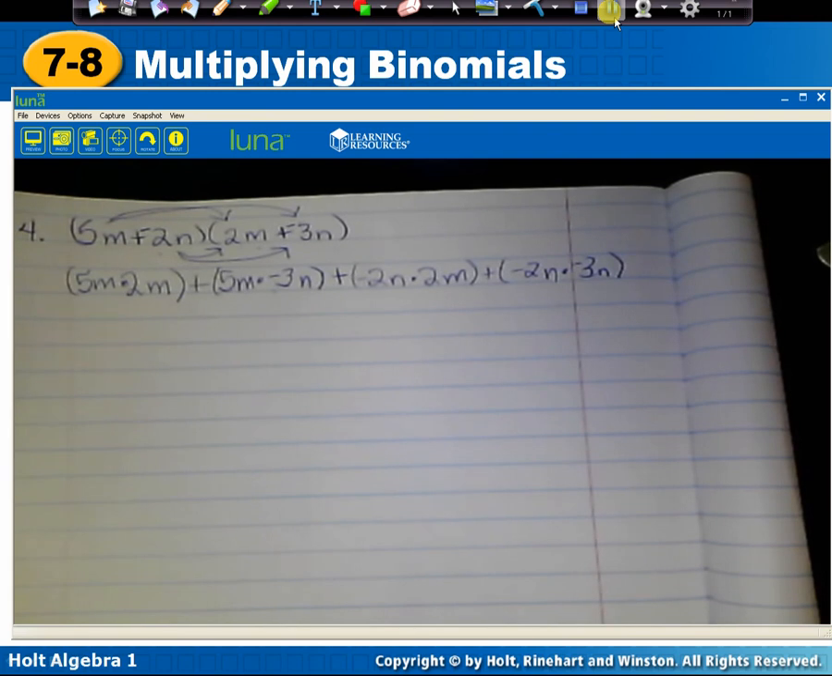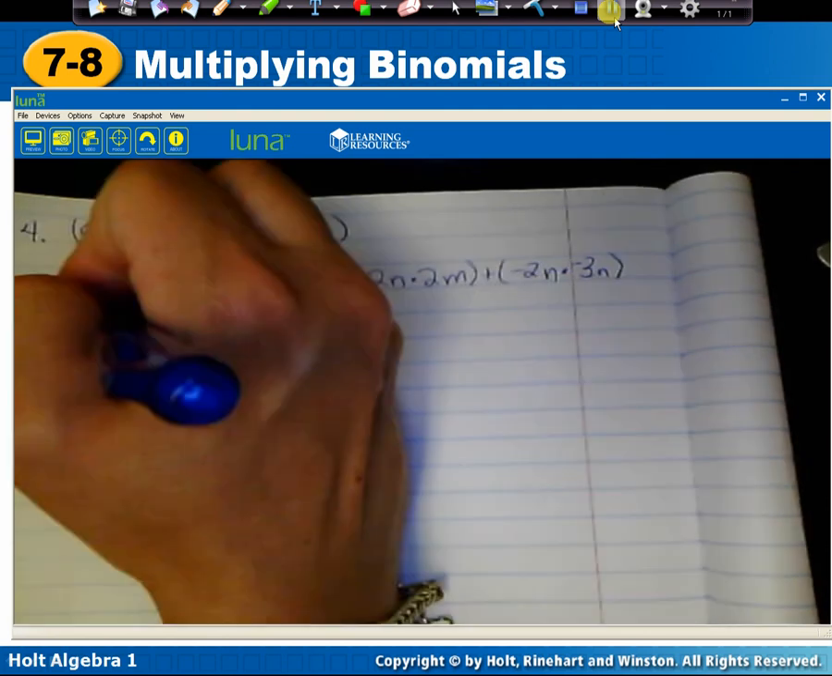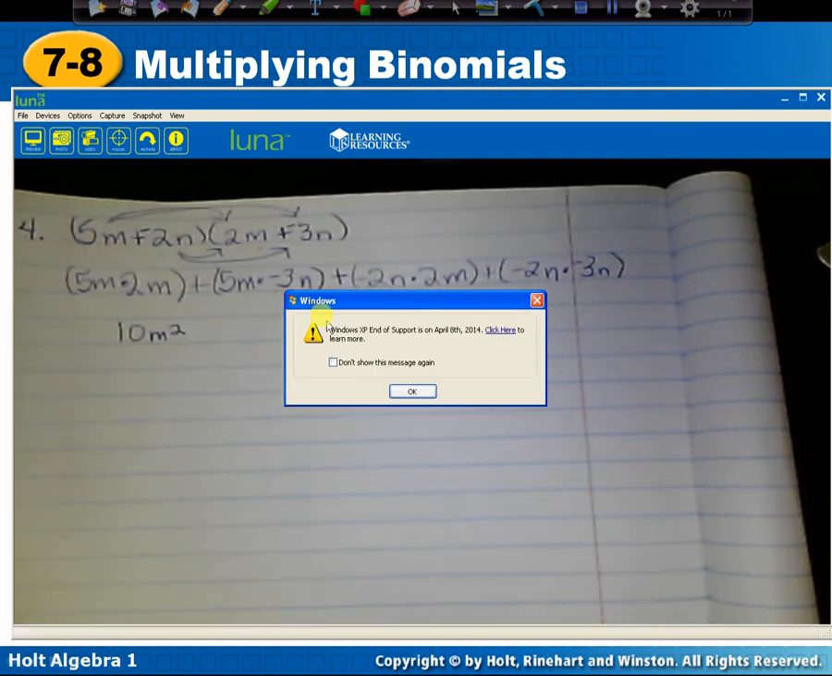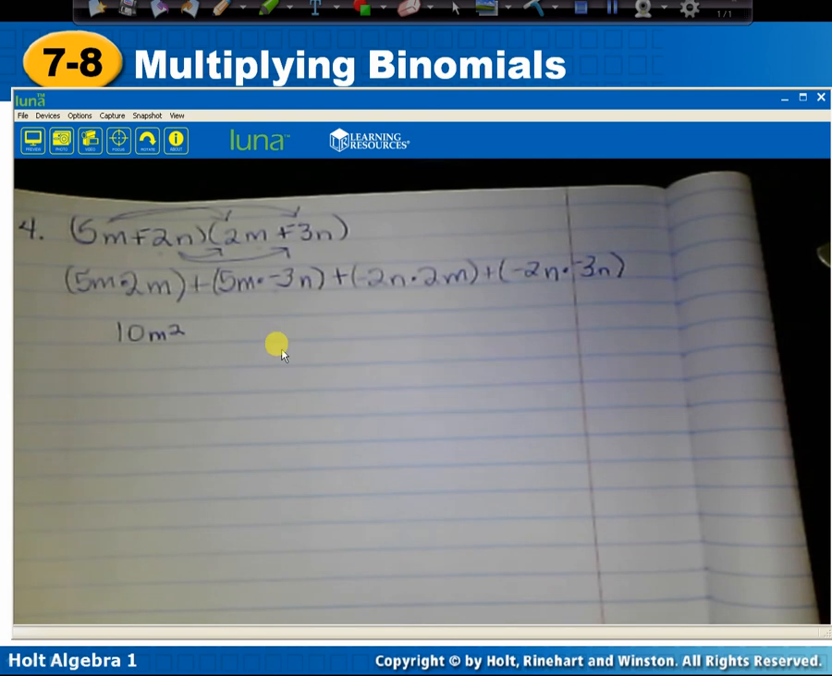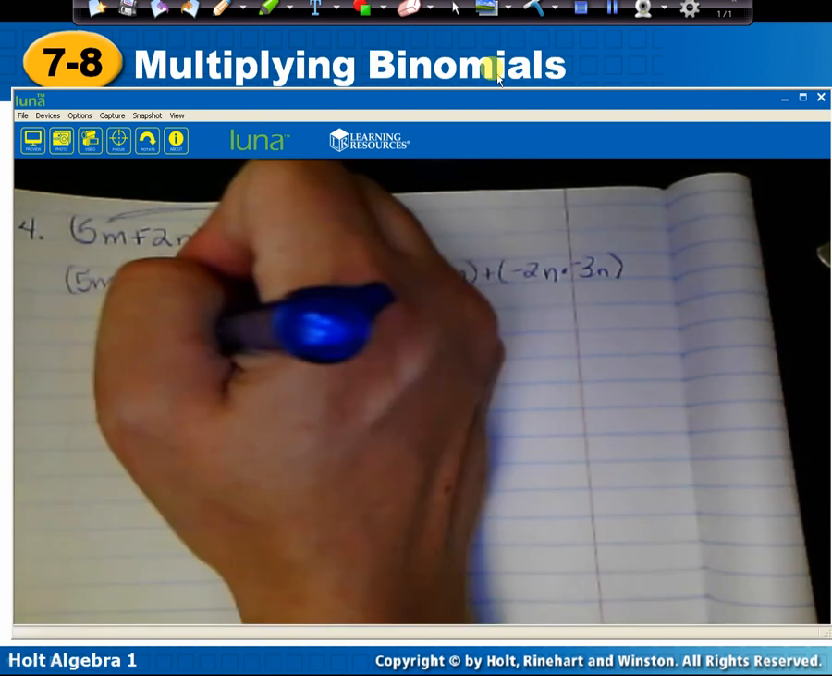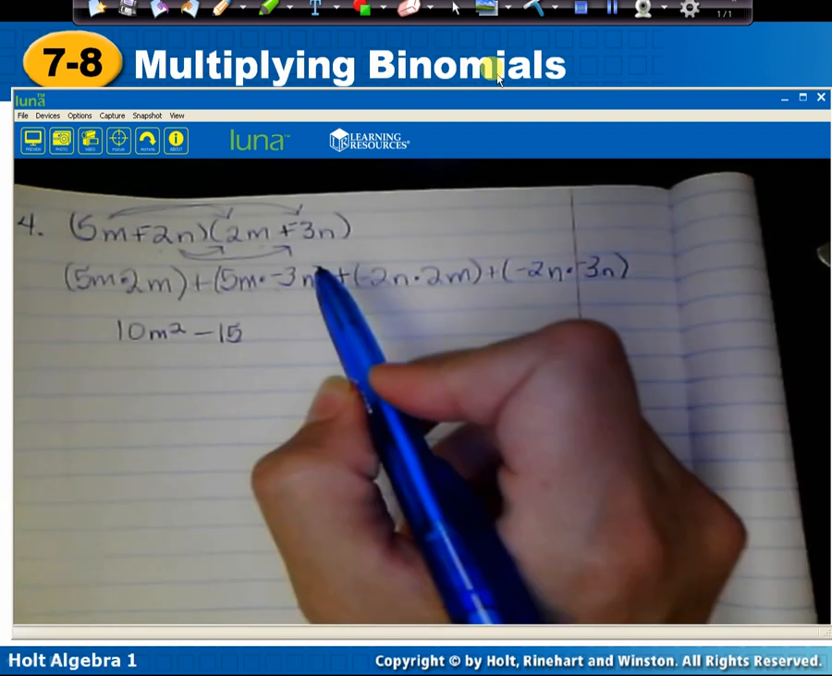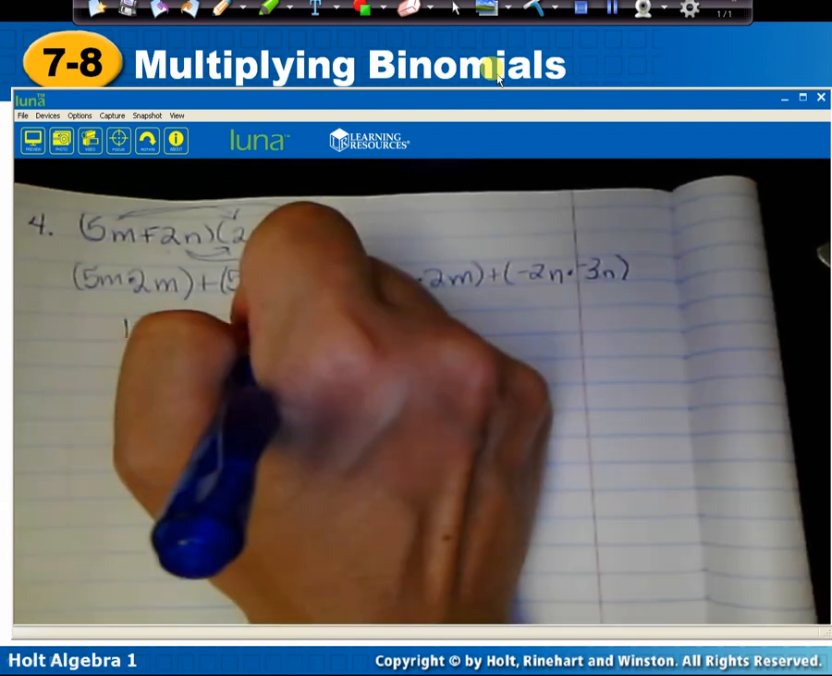And now we're going to multiply everything out and then combine our like terms. So we're going to say 5m times 2m is going to give us 10m squared. Sorry about that error message there. 5m times negative 3n. My 5 times my negative 3 is going to give me negative 15. Okay? And my m times n is just going to give me mn.